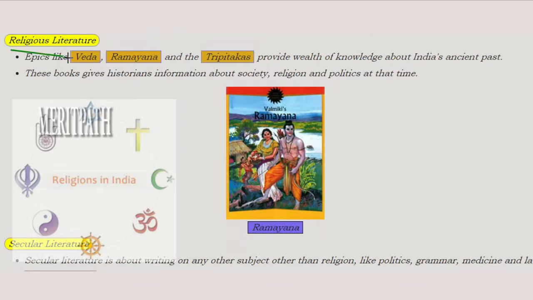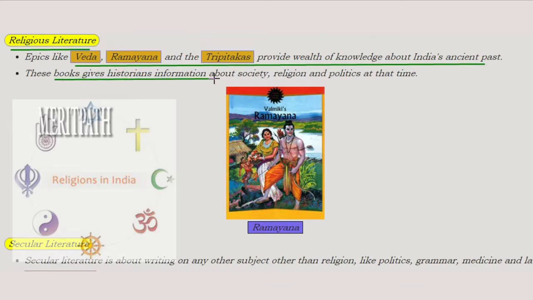Let's see about the religious literature. So books like the Vedas, Ramayana, Tripitakas provide us a wealth of knowledge about ancient history, and these books give historians information about the society, religion and politics of that ancient time. So this is Valmiki's Ramayana book.